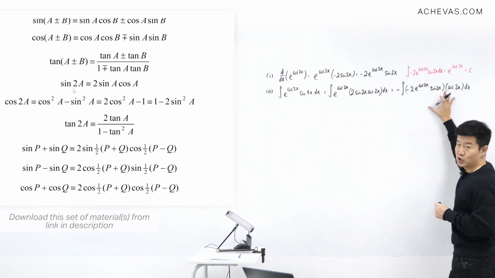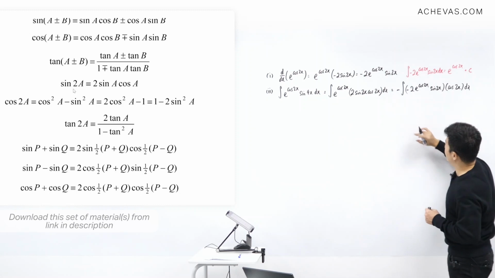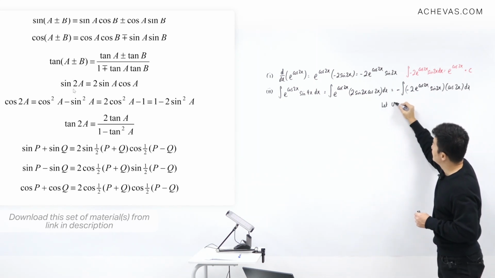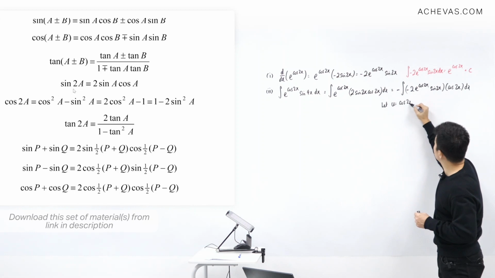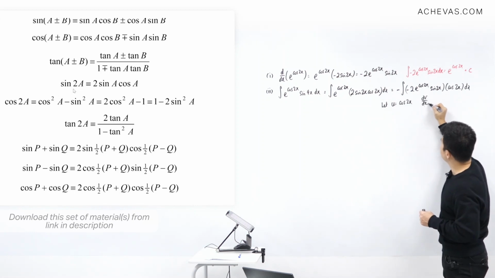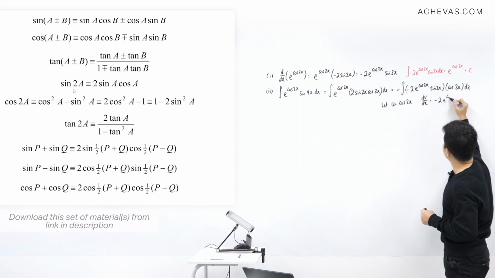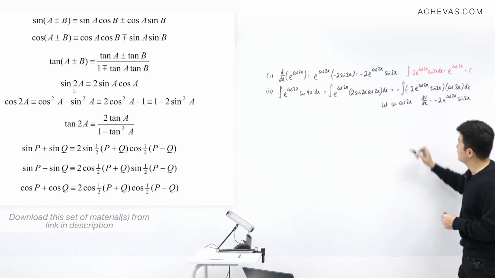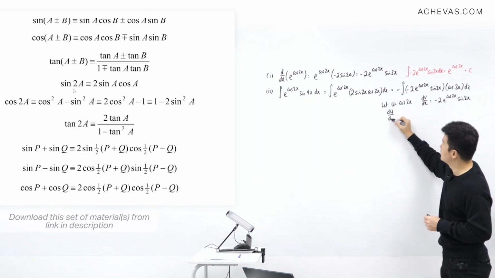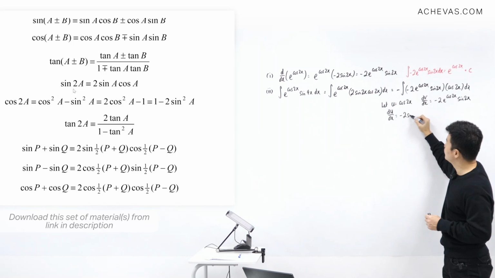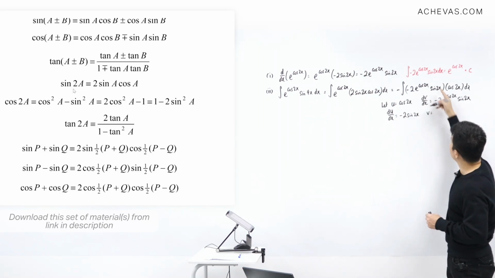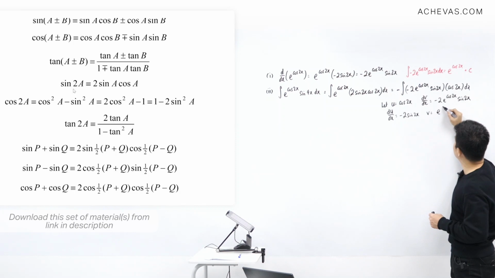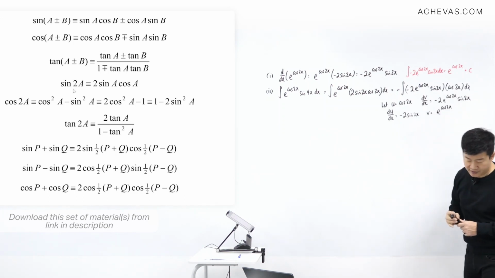I'm choosing u and dv dx based on the result that I have previously, because I know how to integrate this. So I'm going to let u be equal to cosine 2x, while letting dv dx be equal to negative 2e to the power of cosine 2x sine 2x. Based on this, du dx is going to be minus 2 sine 2x, and v, using the previous part, will just be e to the power of cosine 2x.